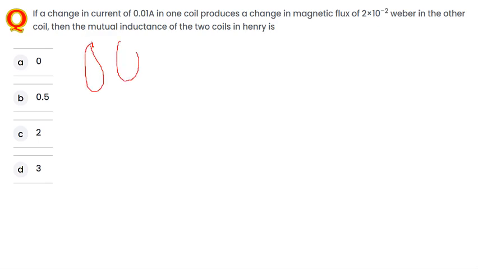There are two coils over here. Mutual induction is the process of generating EMF, electromotive force, in one coil due to changing current in the secondary coil, which is placed nearby to the primary coil. Both are physically insulated but magnetically not insulated.